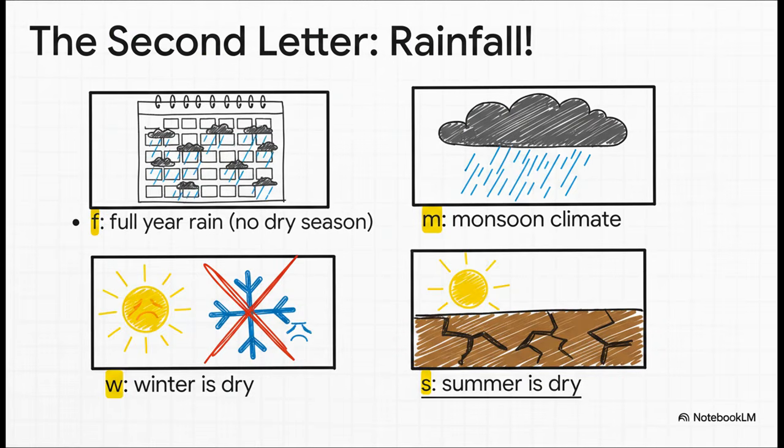And what about those small letters? Well, they just tell us about the rain. It's so easy to remember. F is for full year of rain. M is for our favorite, the monsoon. W means winter is dry. And S means summer is dry. And that's the entire secret code. You are officially a climate code cracker now.